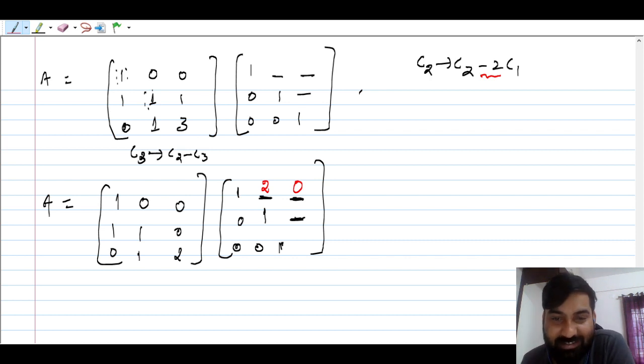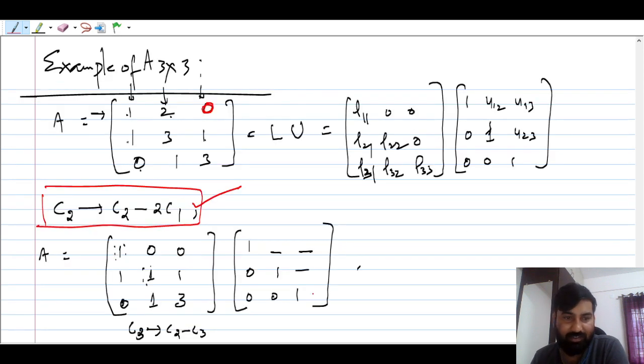Now you have applied on C3 with respect to C1, right? Sorry, with respect to C2, right? How will you find its value? This column operation that you applied, which one, how much is this?